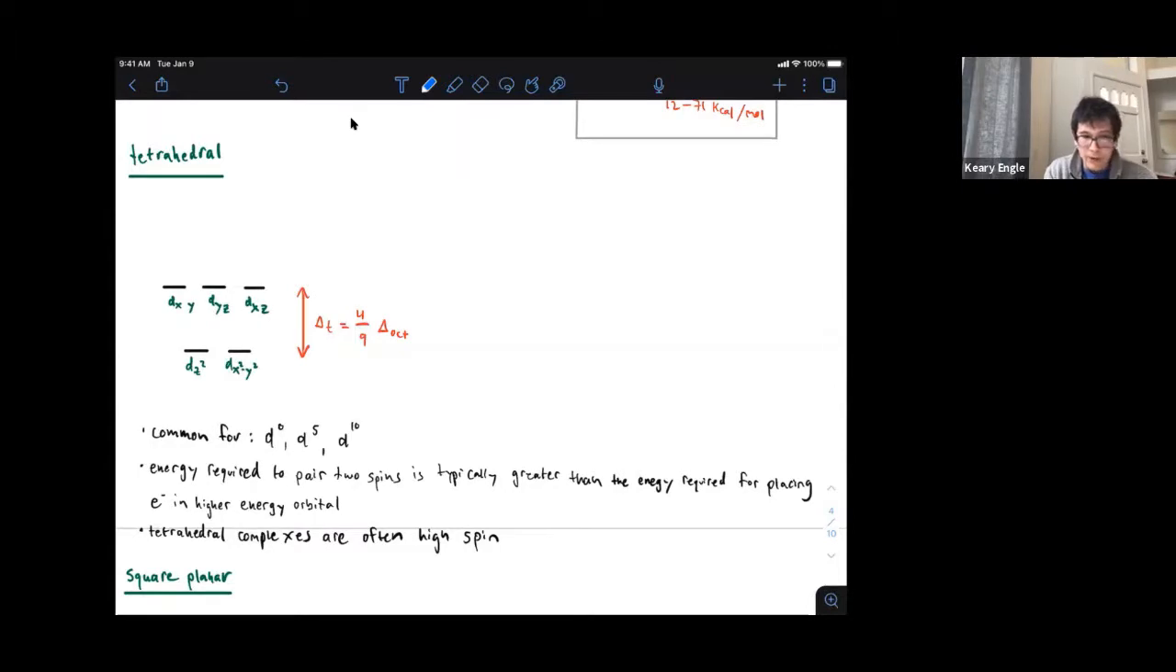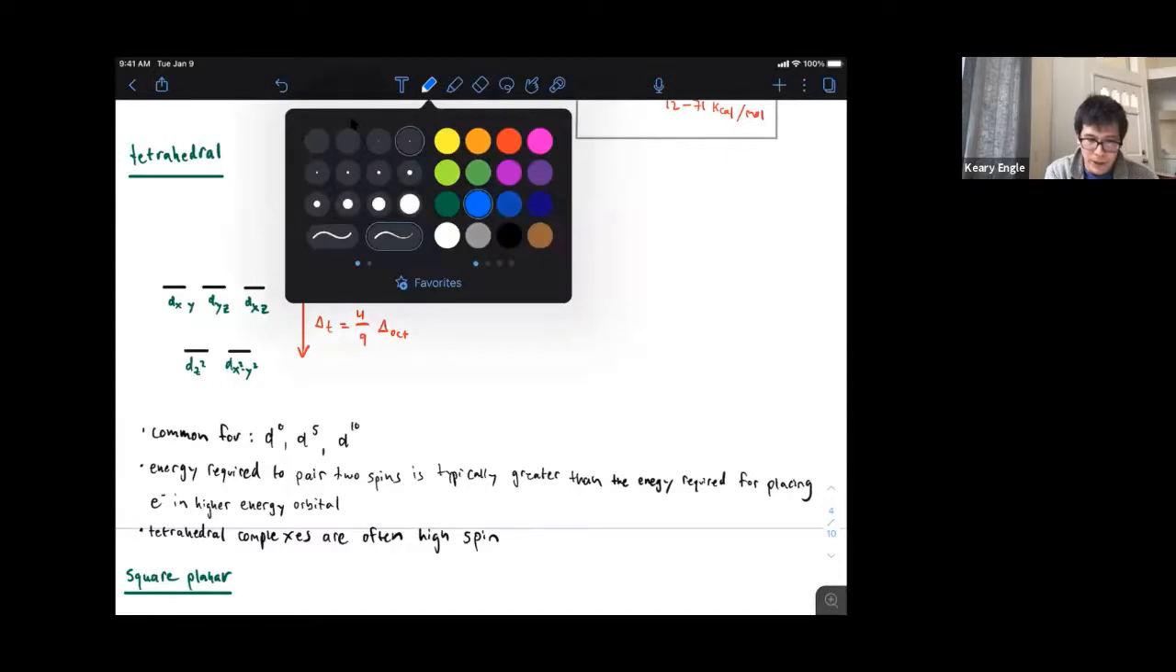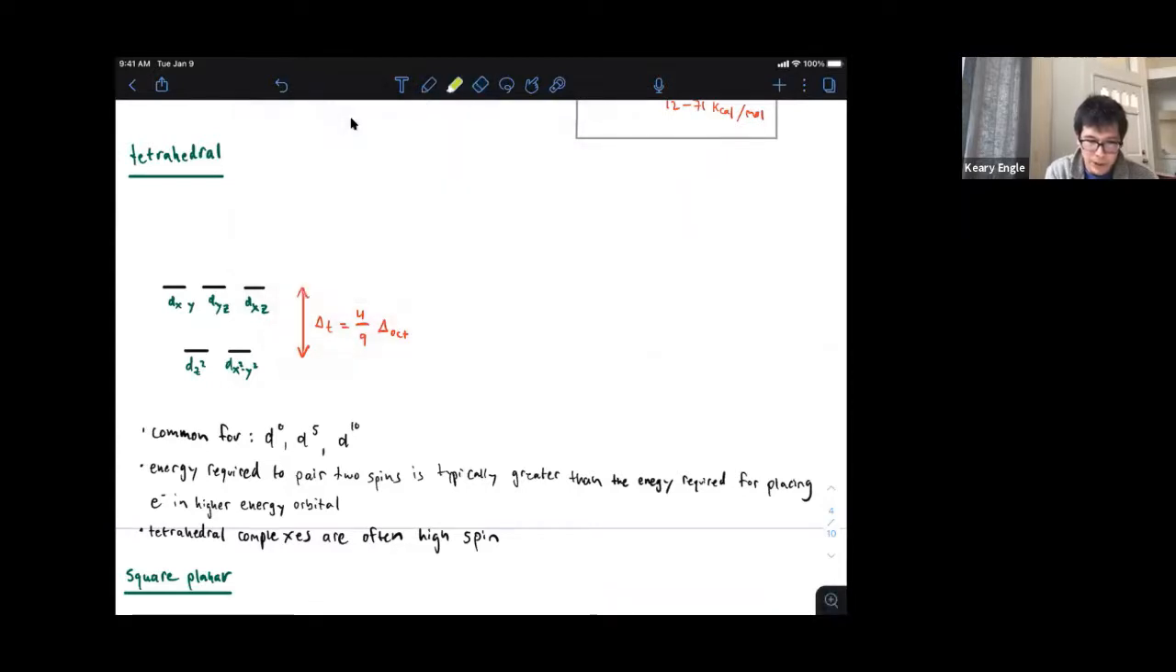And so in a tetrahedral ligand field, the splitting energy is lower than in an octahedral ligand field because you don't get any of these sort of head-on collisions like you do in the octahedral ligand field. So that's why I've noted here that the overall splitting energy is less than in the octahedral ligand field.